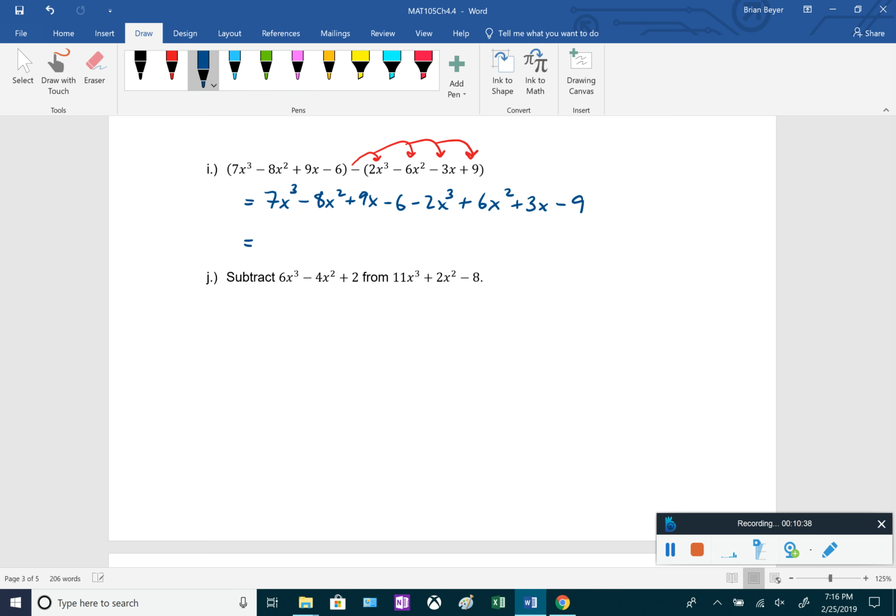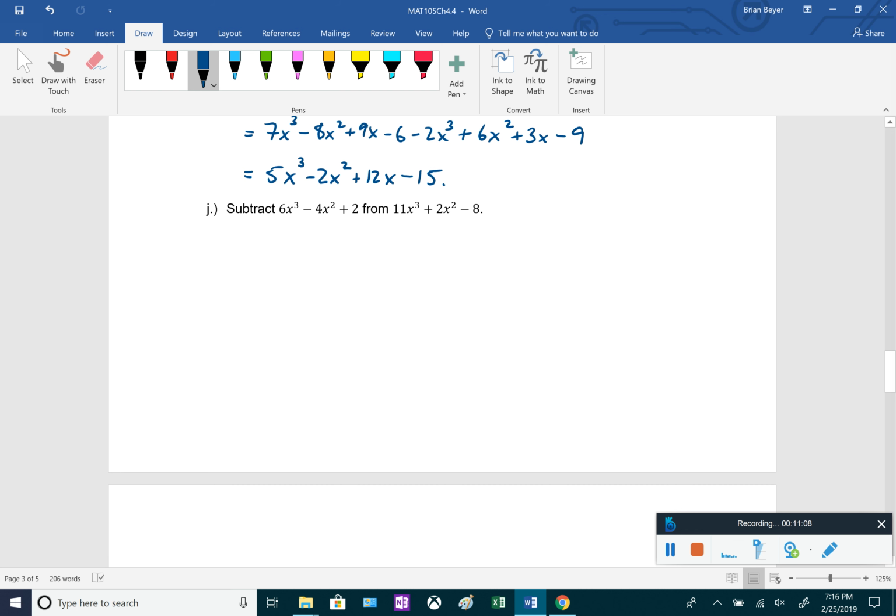So combining like terms here, 7x cubed minus 2x cubed, 7 minus 2 is 5. Next, the x squared terms, negative 8x squared plus 6x squared is negative 2x squared. 9x plus 3x is plus 12x. Negative 6 minus 9, negative 15, so minus 15. So we get 5x cubed minus 2x squared plus 12x minus 15.